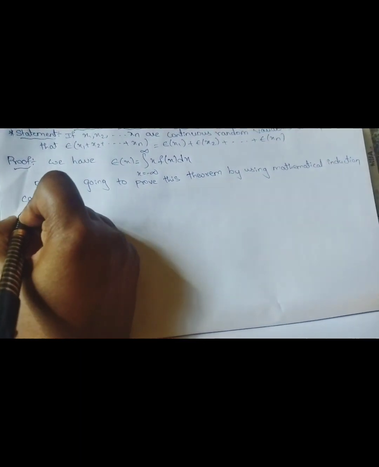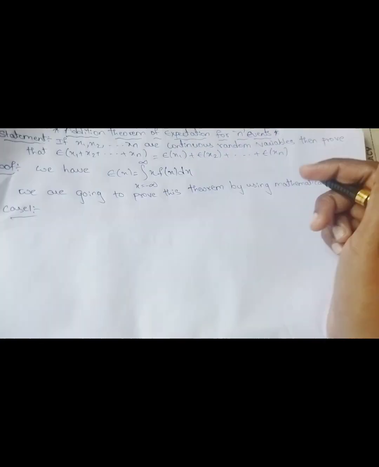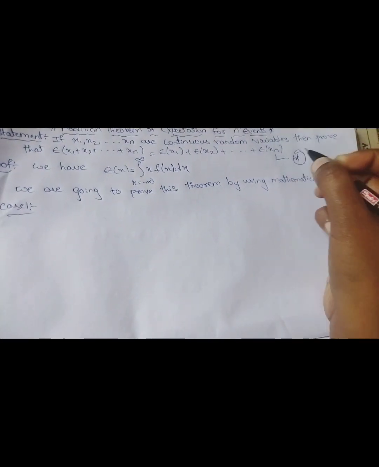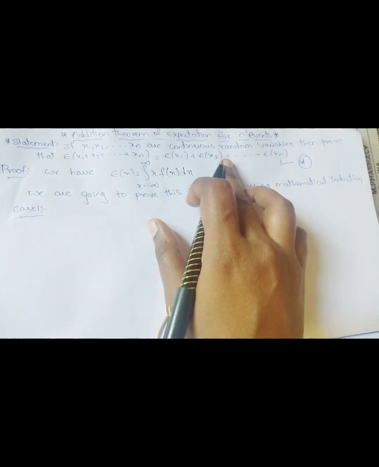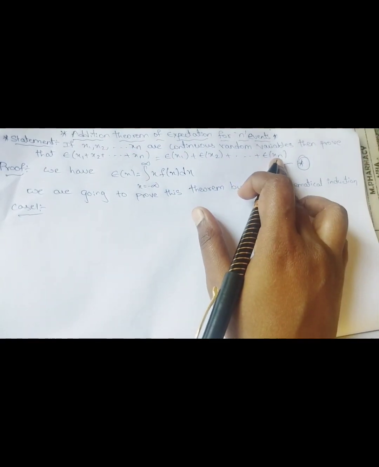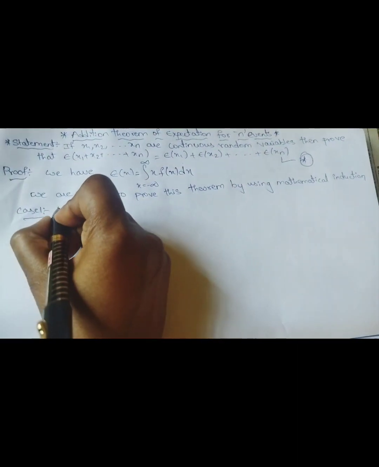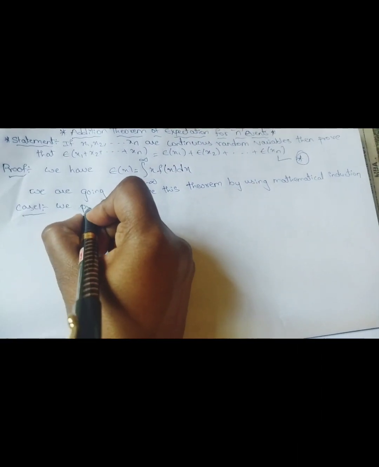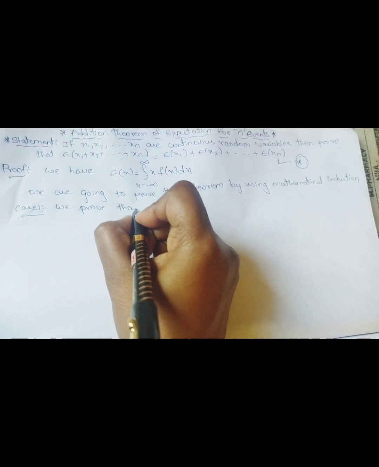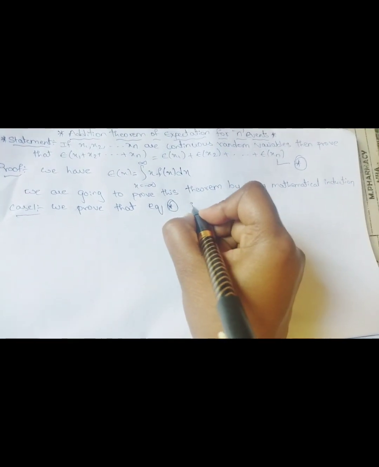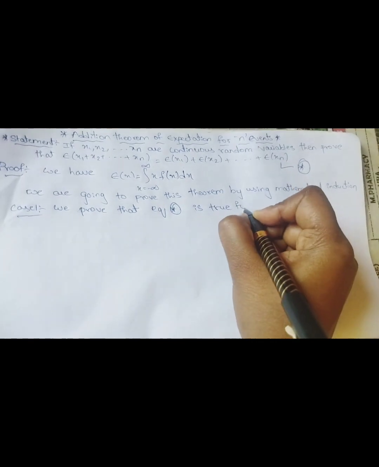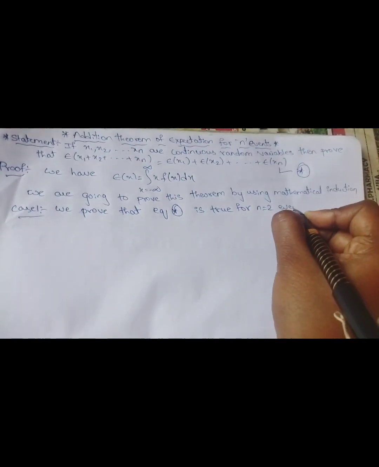Case 1. Let us assume this statement equation as star: expectation of x1 plus x2 plus so on xn equal to expectation of x1 plus expectation of x2 plus so on expectation of xn. Now in case 1, we are going to prove that the equation star is true for n equal to 2 events.